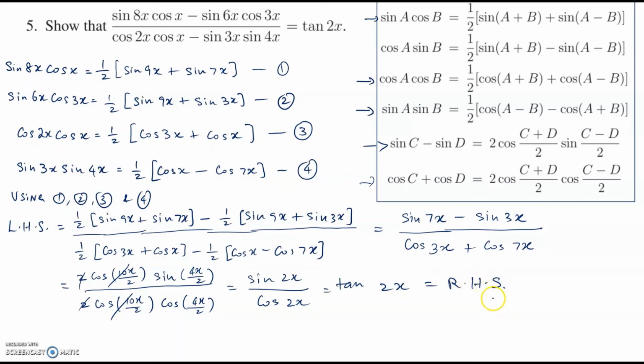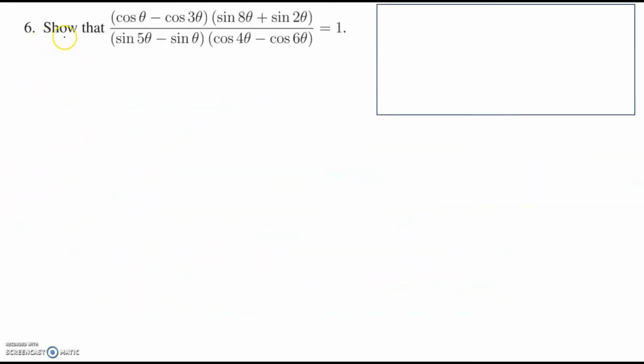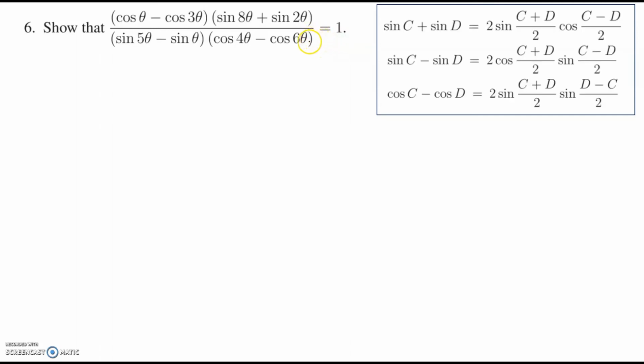Hence the proof of the question. Question number 6. Show that (cos theta minus cos 3 theta) times (sine 8 theta plus sine 2 theta) divided by (sine 5 theta minus sine theta) times (cos 4 theta minus cos 6 theta) is equal to 1. The formulas we'll be using are these three.